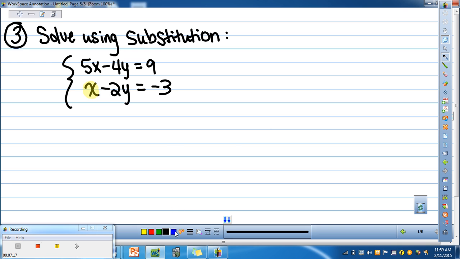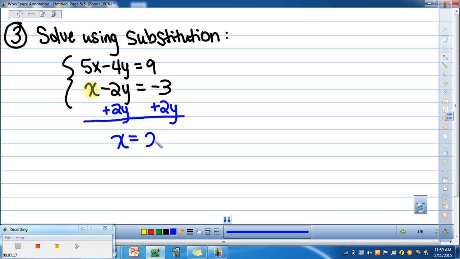All we need to do to rearrange this is add 2y to both sides, and now we've created another version of that second equation. X equals 2y minus 3. Moving forward, we're going to continue to use the top equation and now the new version of the bottom equation.